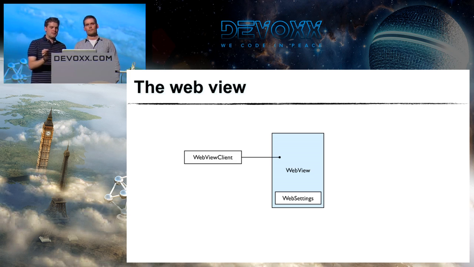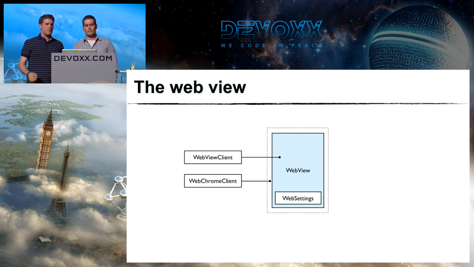You can also set a WebViewClient, and this is a client that's mostly used to keep an eye on a web view and find out what it's doing. But there are also some methods in here where you can actually make a decision, should I do this or that, and affect the behavior of the web view if you want. It all depends on which methods you override.